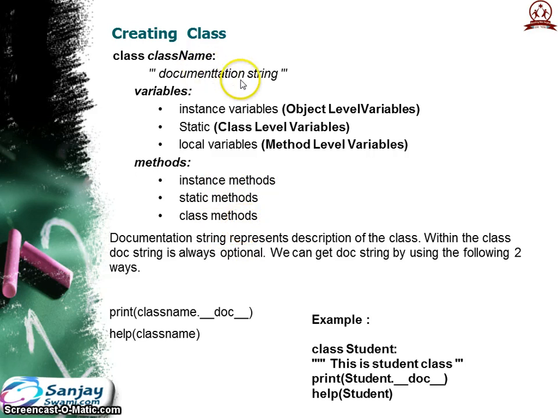The documentation string represents the description of the class. Within the class, the docstring is always optional. We can get the docstring in the following two ways: either we can use print className dot doc attribute, or we can type help className. Here is an example of how to get the documentation string for a particular class.